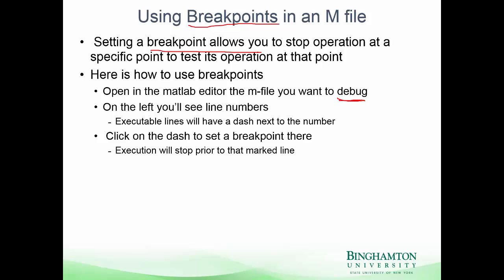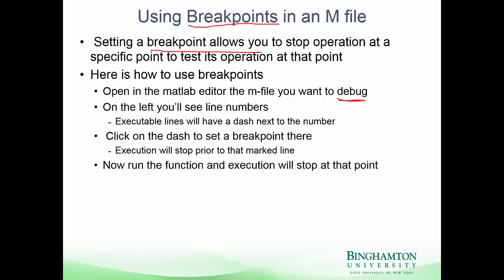Execution will stop prior to that marked line. So when you run the M file, it'll run right up to that point and then stop right there, not execute that line, and it will give you back control, and you'll be in the function's temporary workspace so you can check to see what's happening. These things are very useful for function files, a little less useful for script files. In fact, I'm not even sure you can set a breakpoint in a script file. I think you can, but I'm not absolutely certain.